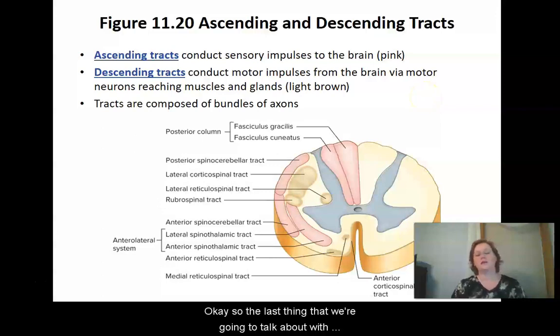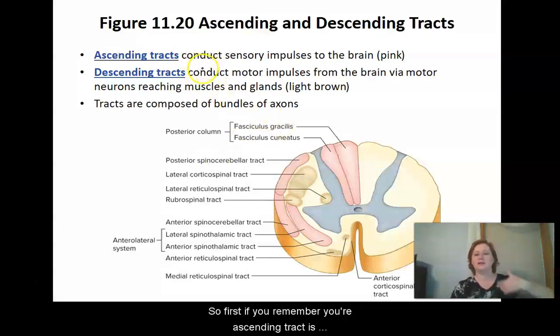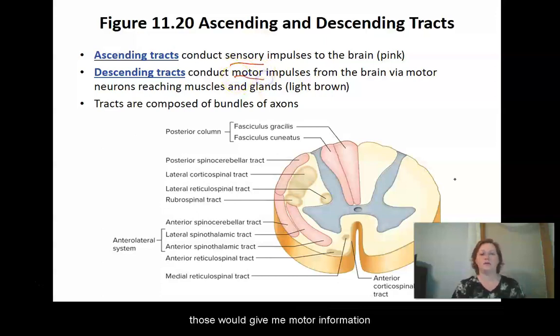Okay, so the last thing that we're going to talk about with the nervous system are ascending and descending tracts, and we're going to break down the descending tracts a little bit further with our autonomic nervous system. So first, if you remember, your ascending tract is coming up, right? So that would be sensory and would include sensory neurons. And your descending tracts are going down and out, so those would give me motor information to the effectors. A tract is a whole bundle of axons.